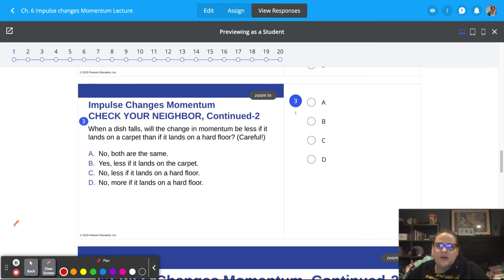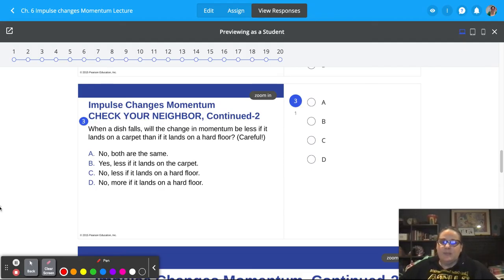All right. When a dish falls, will the change in momentum be less if it lands on carpet than if it lands on a hard floor? Now, we know that there's a difference between landing on carpet or a hard floor. In fact, if you've ever dropped a plate in your kitchen, typically you have a tile, wood, or linoleum floor. Versus if you dropped a plate in the living room where you might have carpet, you might have noticed that you're just instinctually less worried about it hitting the carpet than a hard floor.